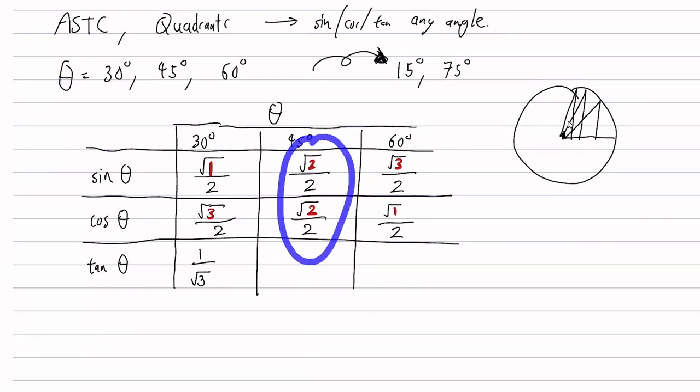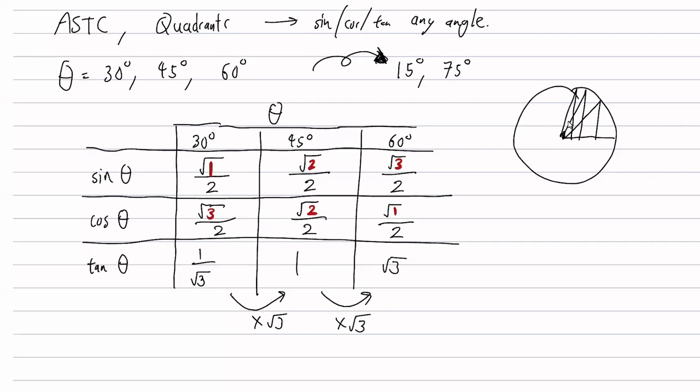Then how about the other one? What do you think is tangent theta? 1. Exactly, it's the same fraction, so divide, you get 1. This one? Root 3. What's the pattern? Times root 3, times root 3. Does this pattern hold all the way? No, it's just a coincidence. Then it happens to be times root 3, times root 3. Not so important. Okay, now you have learned the mnemonic, like a table memorizing way of remembering these angles.